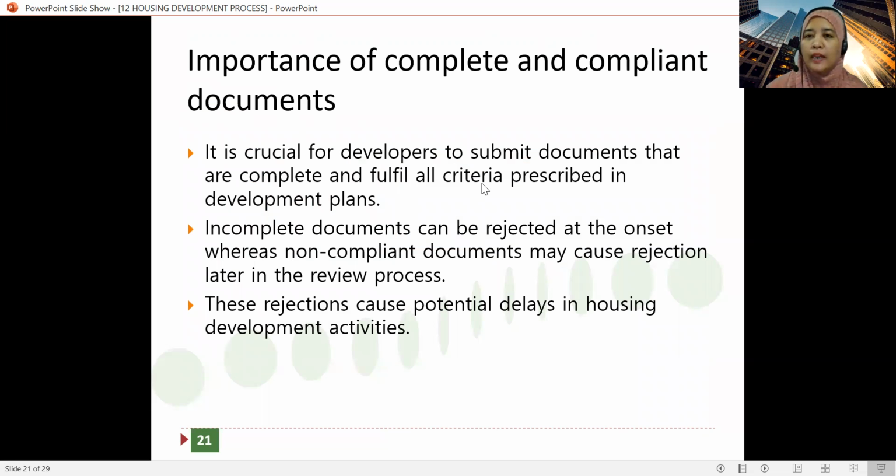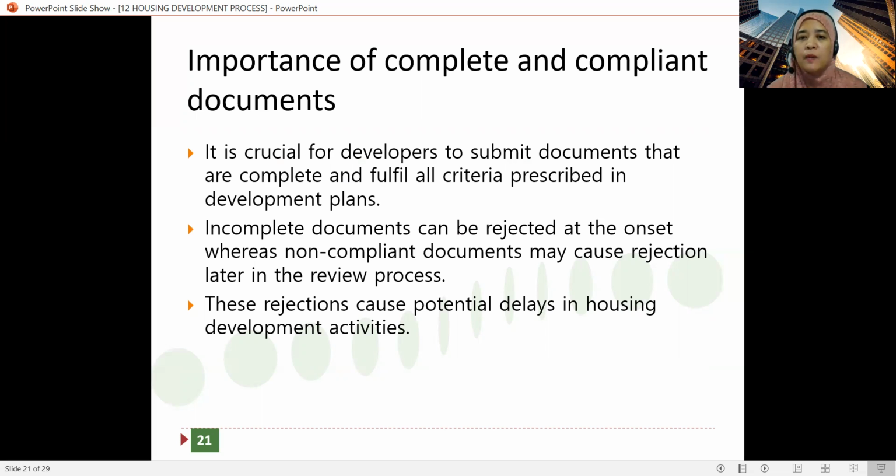Importance, kenapa perlu adanya dokumentasi yang lengkap dan mematuhi semua kehendak. Kenapa? Why? It is crucial for developers to submit documents that are complete and fulfill all criteria prescribed in development plans. Dia mesti lengkap. Kalau dia minta 15 copies, then 15 copies. Kalau minta sediakan moss, then you sediakan moss. Kalau minta colourkan certain areas in yellow, certain areas tu must be yellow. Zoning colour apa kan, orange for instance for housing, so you must follow exactly lah the criteria.